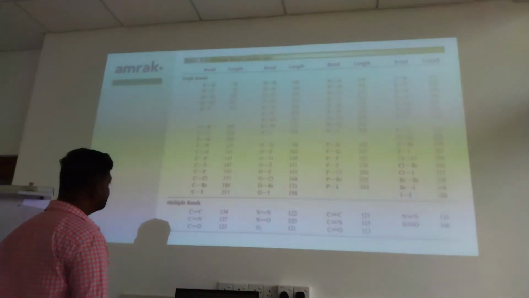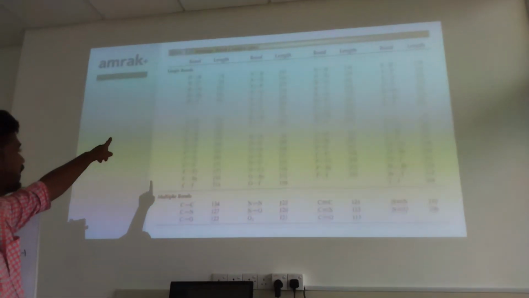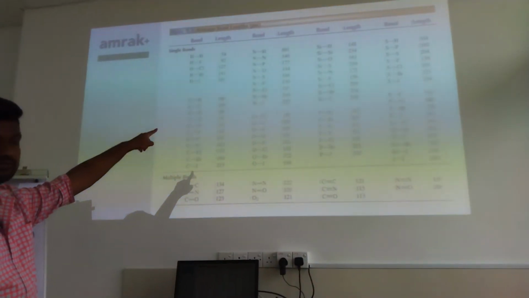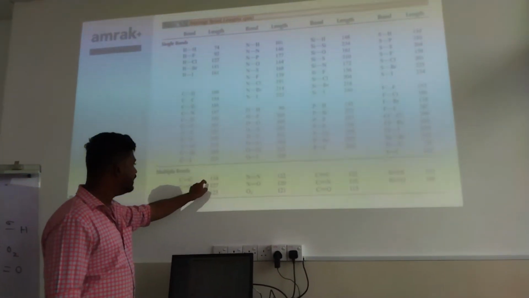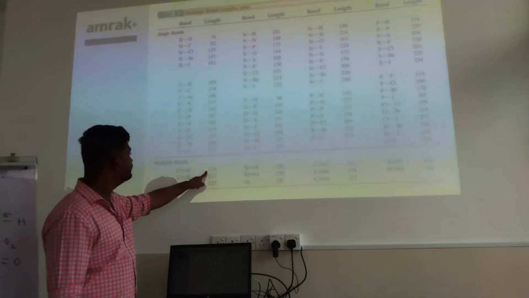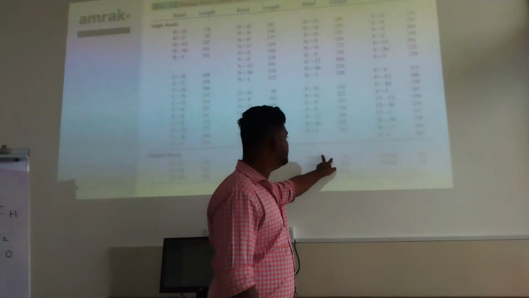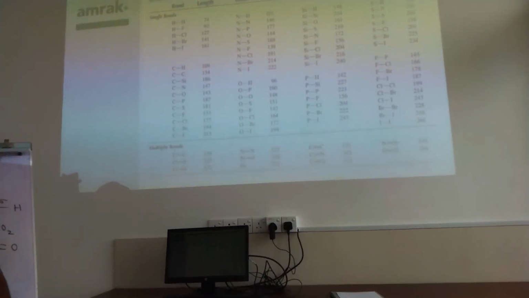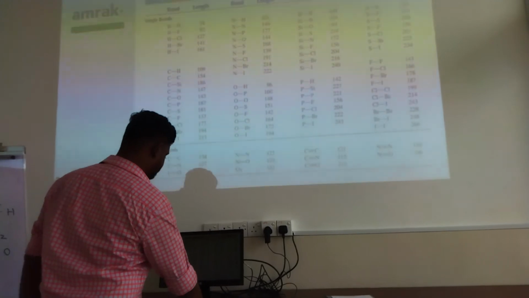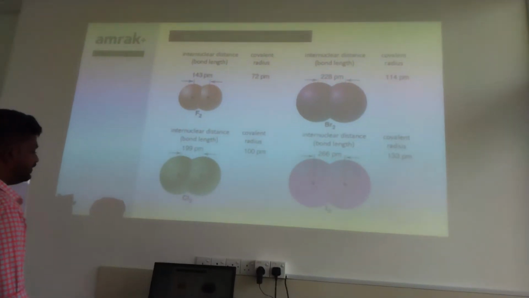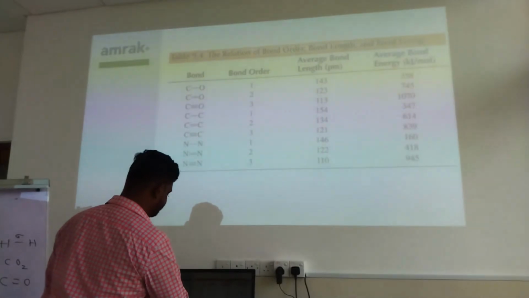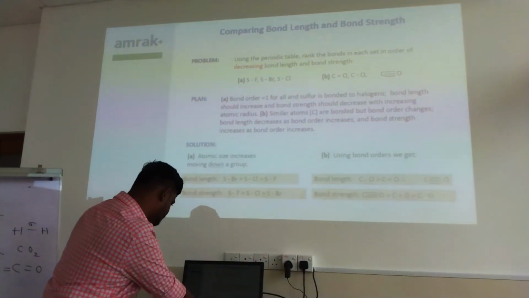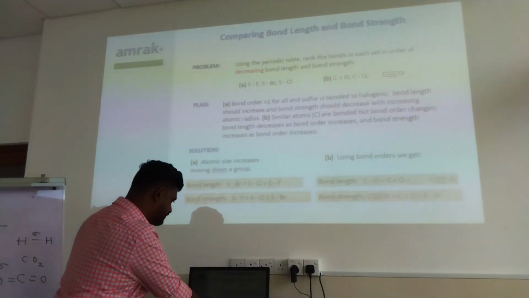See the bond length: carbon single bond 154 picometer, carbon double bond 134, carbon triple bond 121. So see, they have become shorter, right? Bond length and covalent radius. There are some questions given.